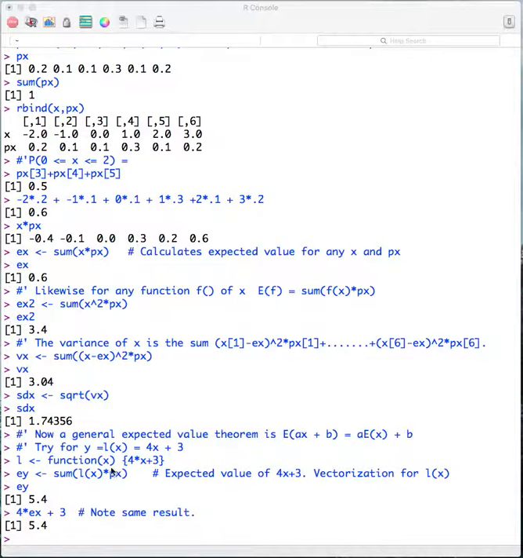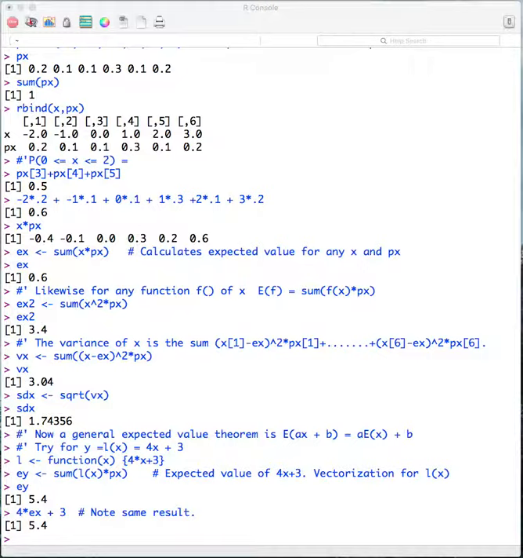So if someone said, find the expected value of 4x plus 3, you could have done it just by calculating 4x plus 3 for each x value, taking that, multiplying it by the corresponding probabilities of x and adding them up, or use the theorem. It's 4 times the original expected value plus 3. Let's see how this works with variance.